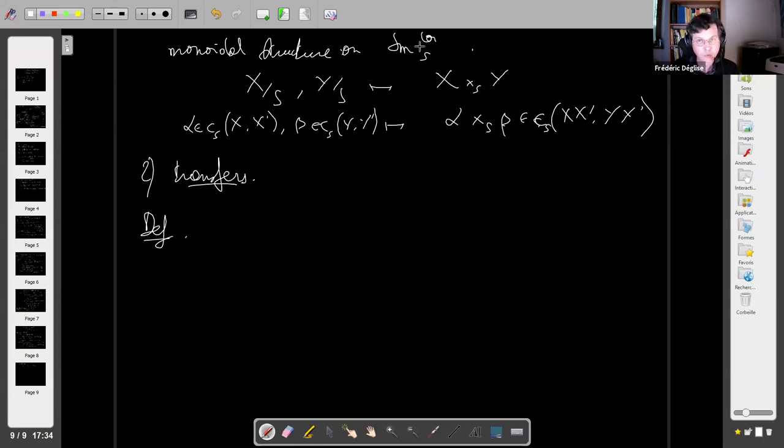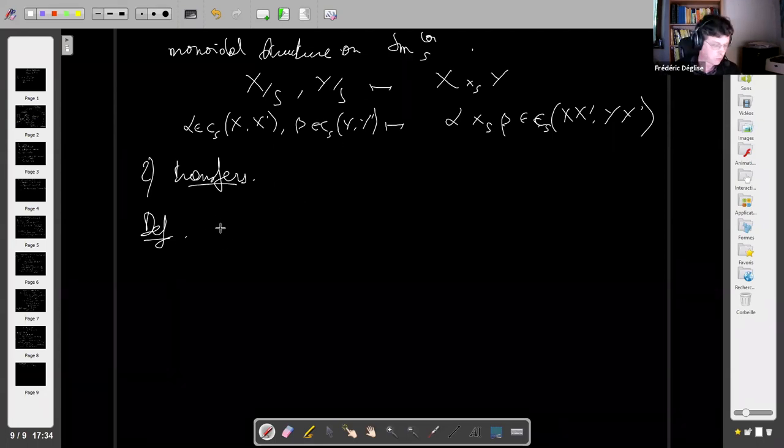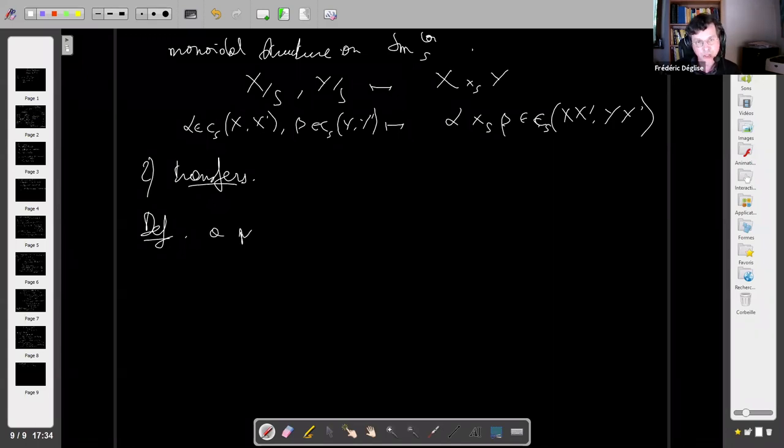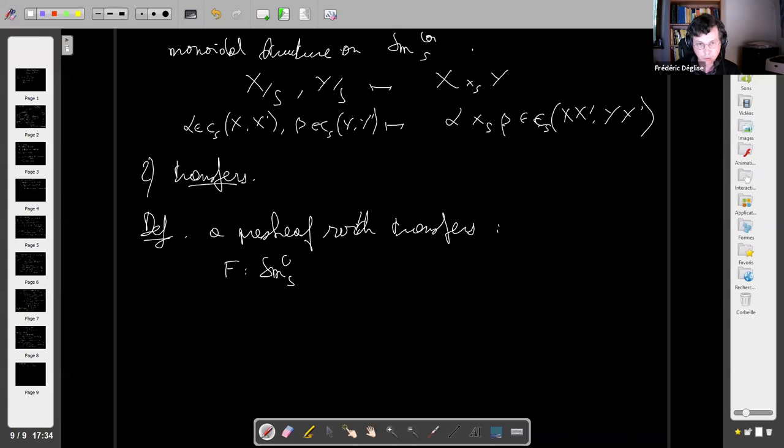So we consider presheaves on this category. So a presheaf with transfers is just a contravariant functor on SmCor S.